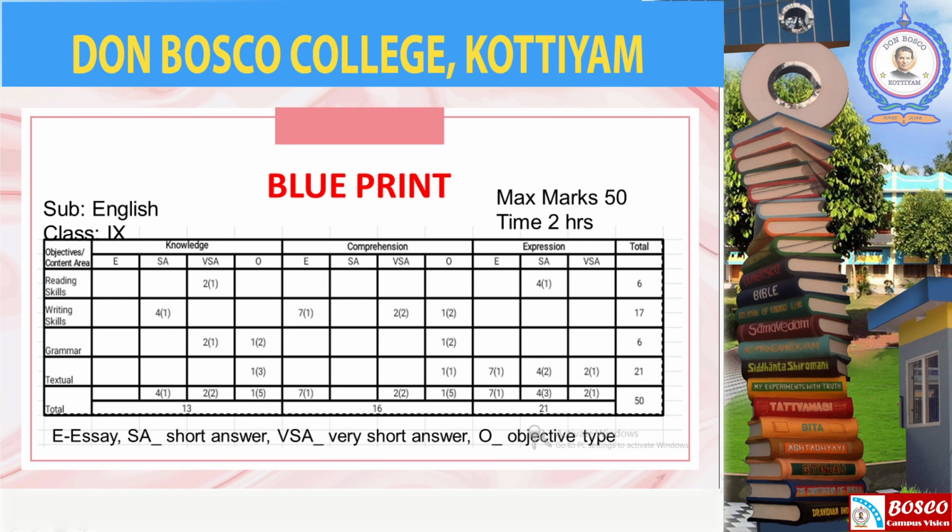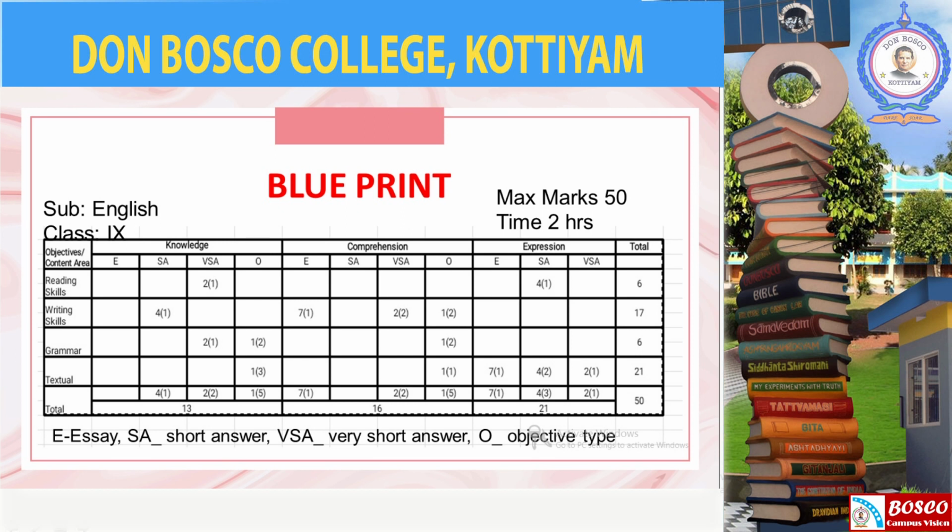After arranging these marks into different columns on the basis of the weightages you gave in the first stage, make the subtotals, as you can see in this slide. For reading skills, I gave a total of 6 marks, 17 marks for writing skills, 6 marks for grammar and 21 marks for textual analysis.